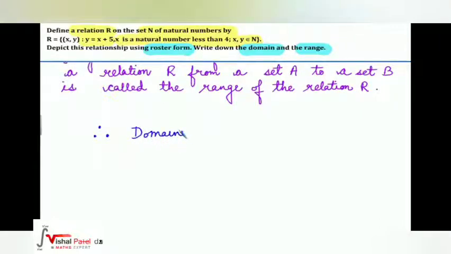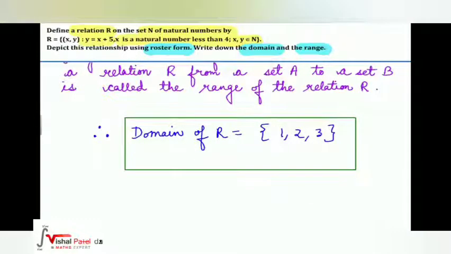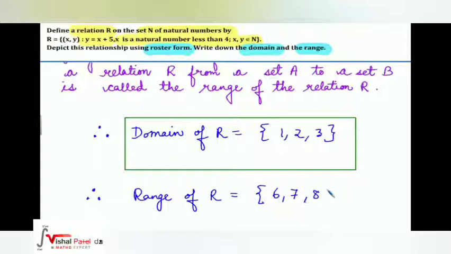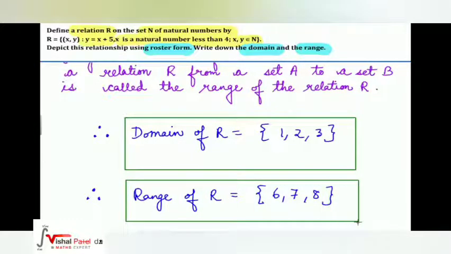So the domain of this relation is equal to 1, 2 and 3, and so this is your domain. And the range of relation R is equal to 6, 7 and 8. The second elements of your relation are 6, 7 and 8. So this is your final answer.